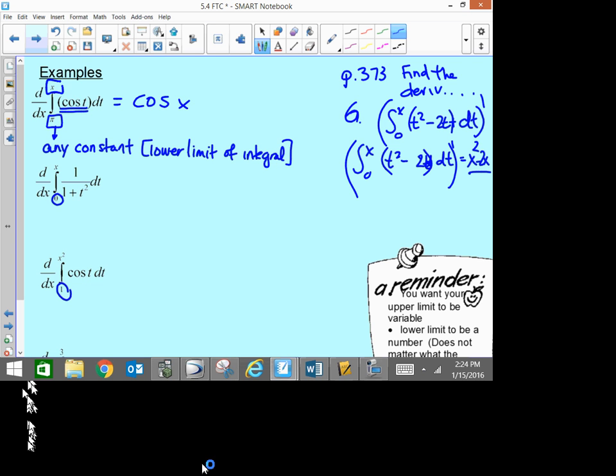Okay, this needs to be a single variable. Like this is a single variable. However, we're going to run into a problem with that one because that's x squared. That's what I mean by not single. Even if it was 2x, it's not a single variable. Again, this x and this x should match.